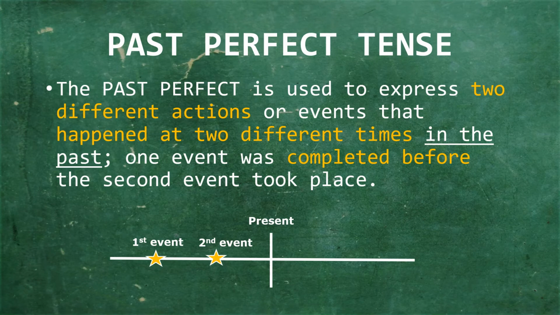So now let's go to the past perfect tense. The past perfect is used to express 2 different actions or events that happened at 2 different times in the past. One event was completed before the second event took place. So we have the illustration here. The first star is the first event and the second star represents the second event, meaning there's 2 actions in the past. The first action was completed before another action took place. So that's the past perfect tense.